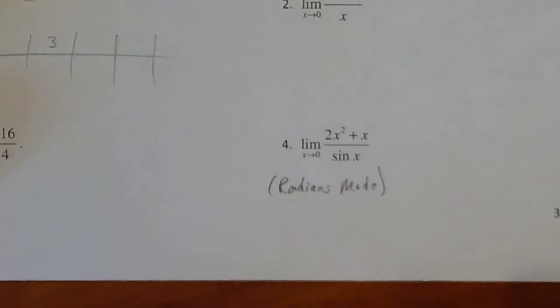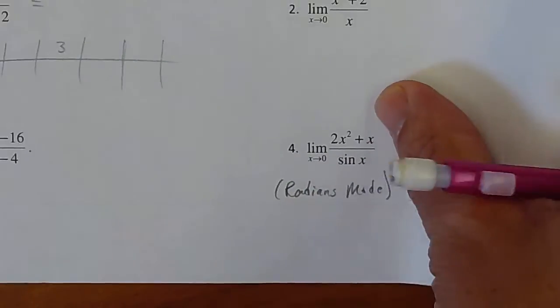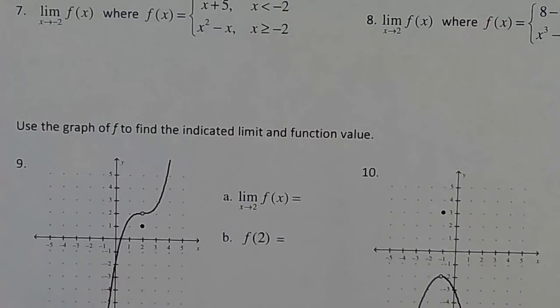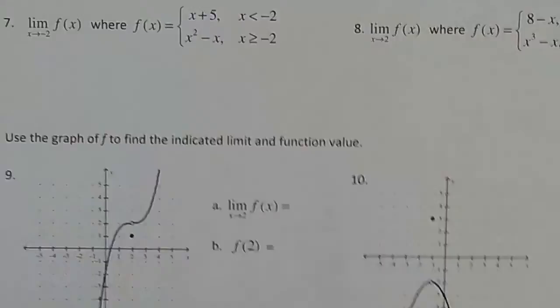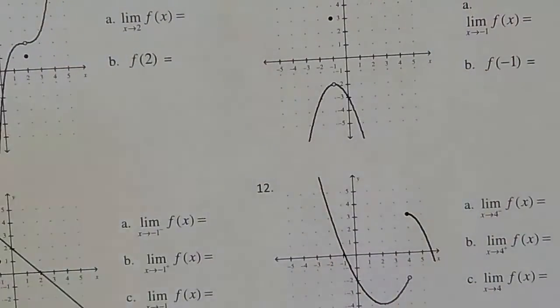Radians mode for 4. Okay, so your assignment's going to be 1 through 14, because then you got some more tables, and then these graphs go pretty quick. Go and do 1 through 14. Okay?